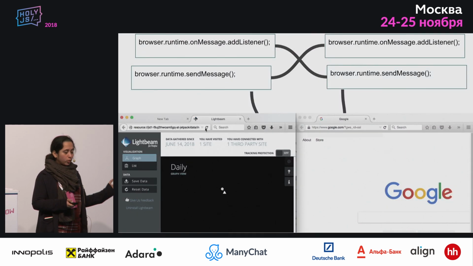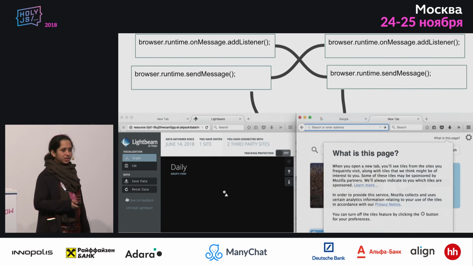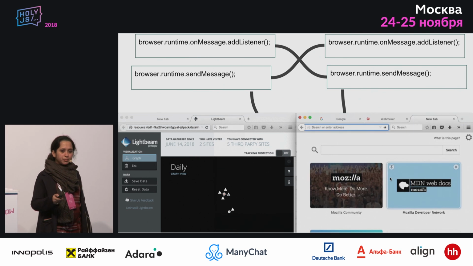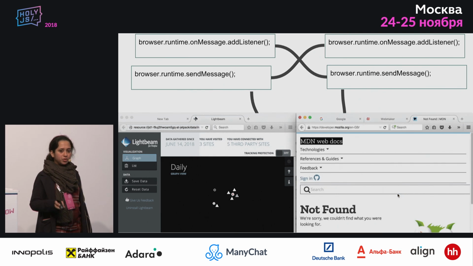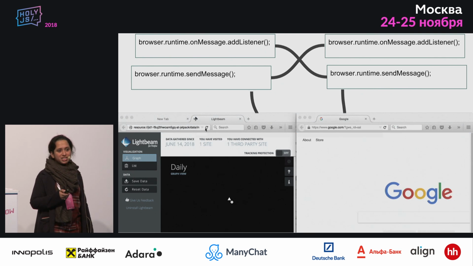In short, on one side is the visualization, which loads via the page script. On the other side, it's the background script, which silently processes information in the background, and the two talk to each other via asynchronous message passing.